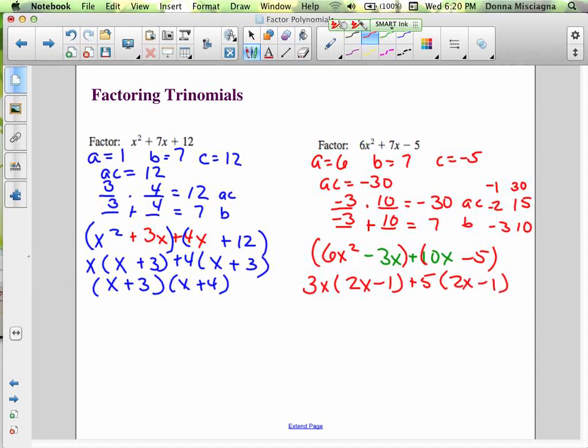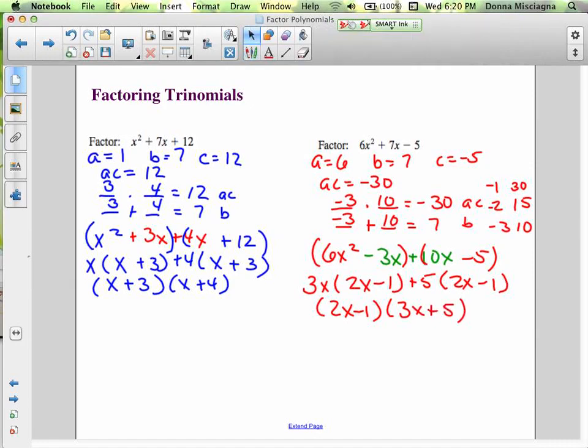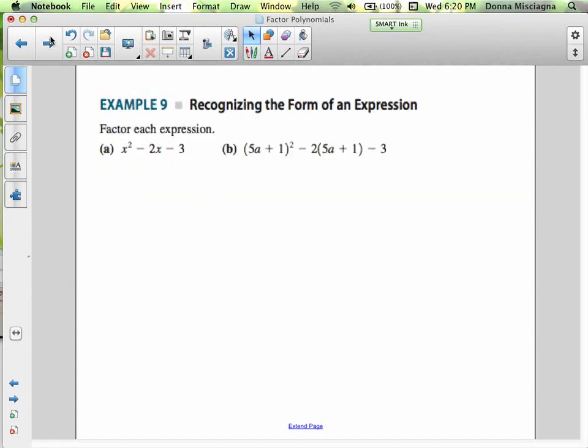And then we'll factor out that repeating 2x minus 1. Our leftovers 3x plus 5 are the other factors. And that's all there is to this one, right? Easy cheesy, lemon peasy.